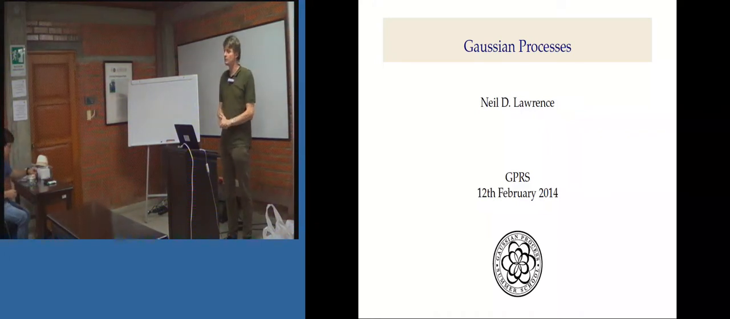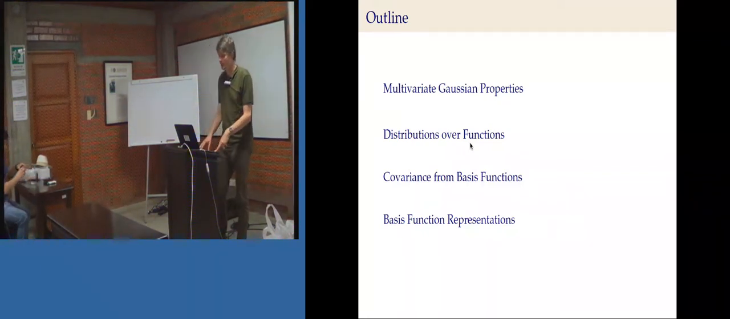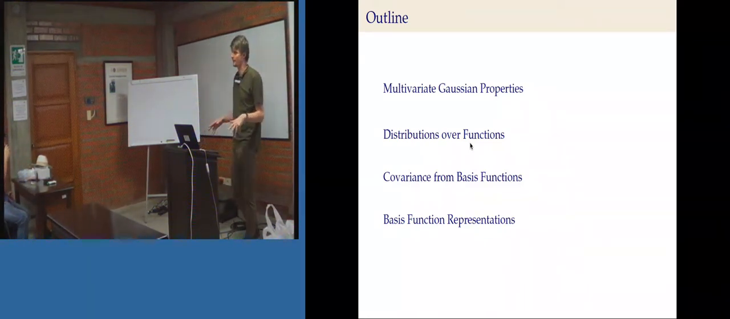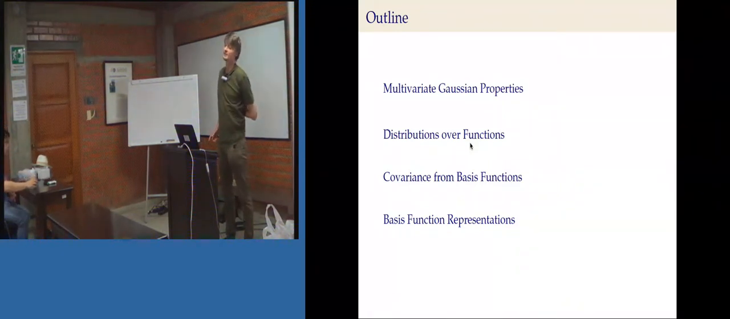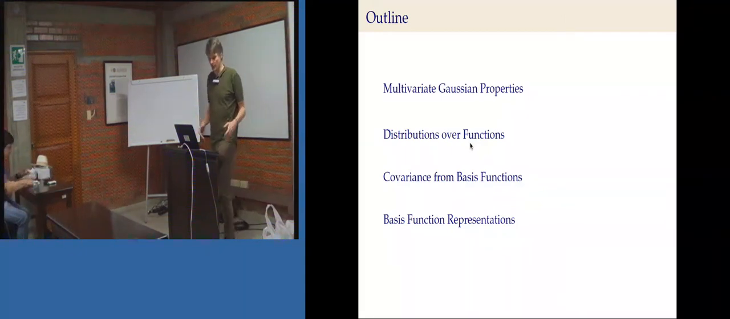Today we're going to talk about Gaussian processes, or introduce Gaussian processes. But I'm going to start with this reminder of multivariate Gaussian properties, and then I'm going to use that to develop Bayesian variants, or so-called Bayesian variants of the models we looked at yesterday, these basis function regression models. And I want to use that to then relate them to Gaussian processes.